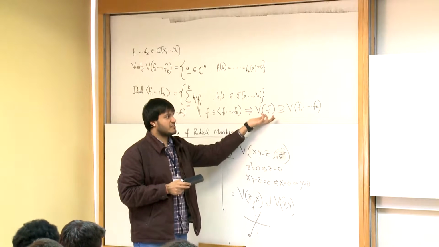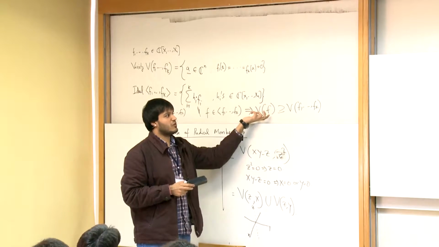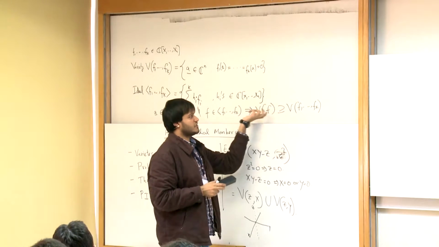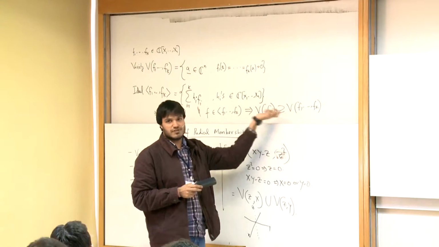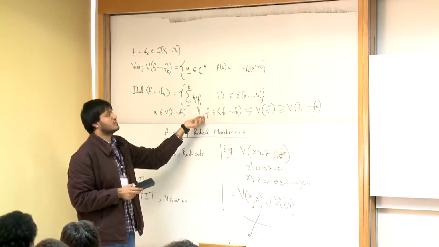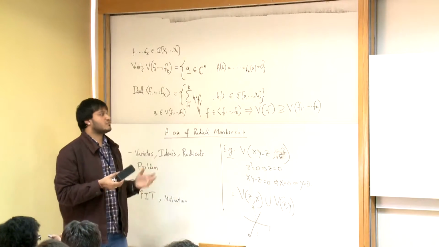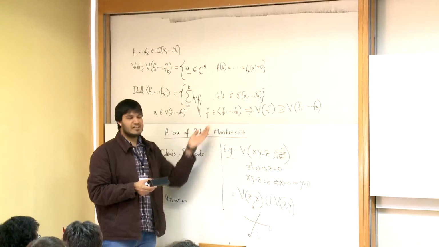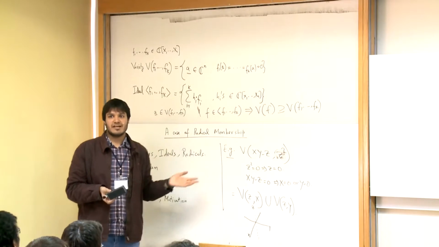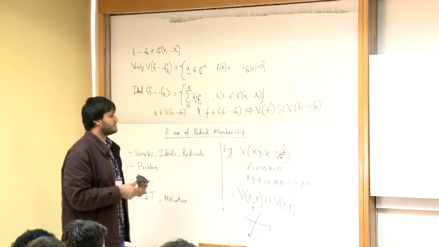So can we say something about the membership of f in this ideal, if we are given a polynomial f which vanishes on all points of this variety? If f belongs to the ideal, you say that f is a member of the ideal. Okay, this is okay. All right.